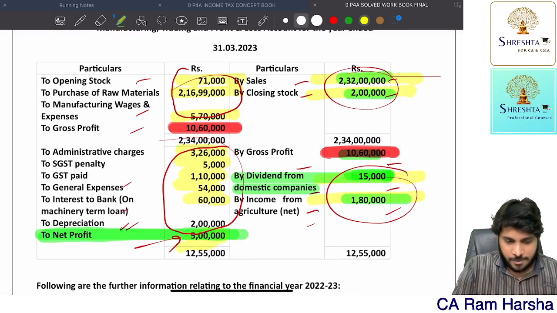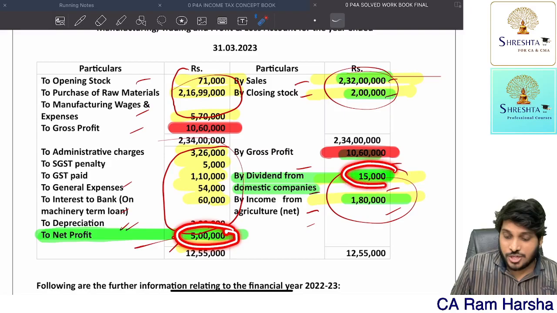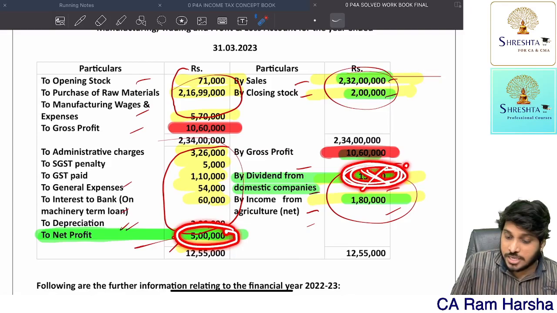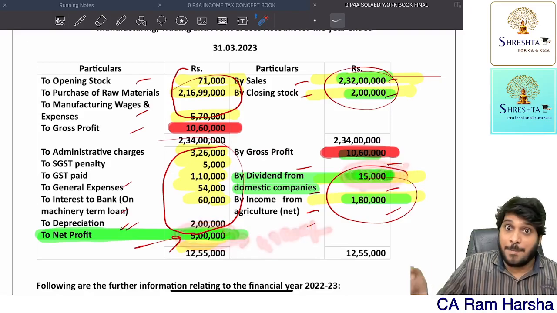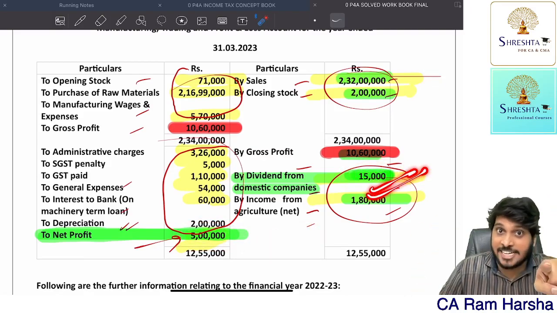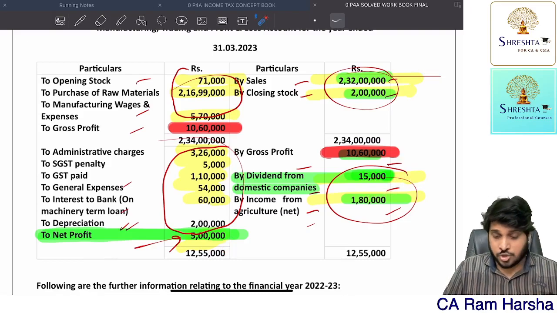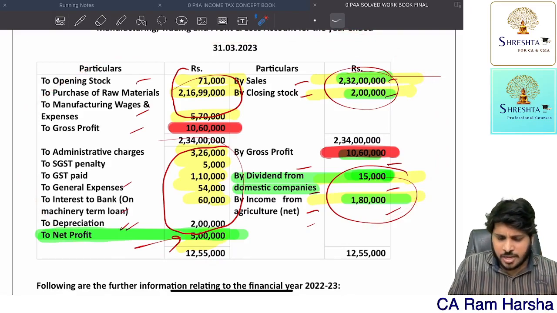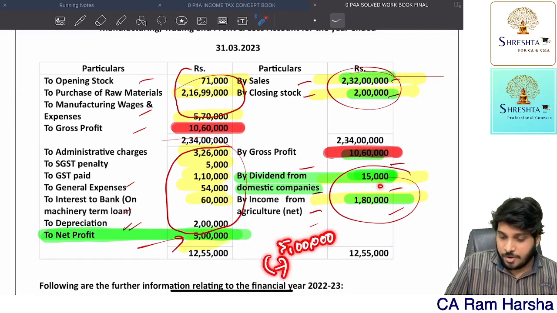Now tell me, in this question, to get this 5 lakh profit, this 15,000 rupees is added. If this 15,000 is not there in the P&L, what is the profit? 4,85,000 only. But because 15,000 is credited in the P&L, profit became 5 lakh. But tell me, this is the books of accounts P&L. In my income tax, as per my PGBP head of income, is my income 5 lakhs? No. This is as per books, as per accounts. In this, 15,000 is added.